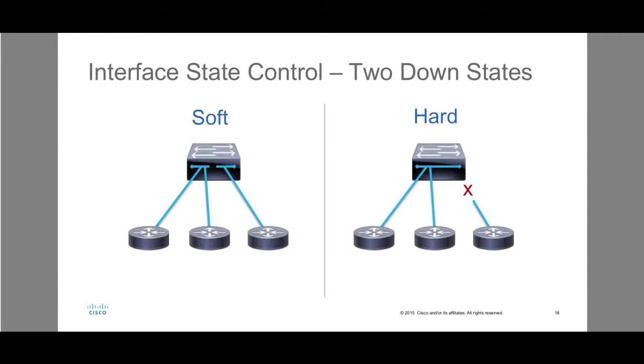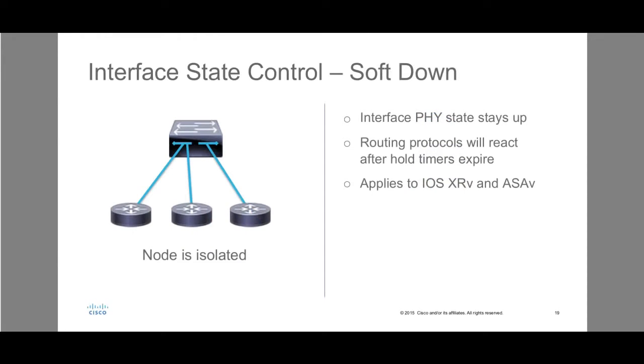So, interface state control. There are two main states: a soft down state and a hard down state. The soft down state basically disconnects a node from the rest of the nodes in the same simulation. I've tried to illustrate that by the broken line inside the switch there. The node itself will not notice a state change, so it doesn't see that the Ethernet connection has gone down, but the routing protocols will react after their hold timers expire. And this applies to IOS XRV and ASAv.